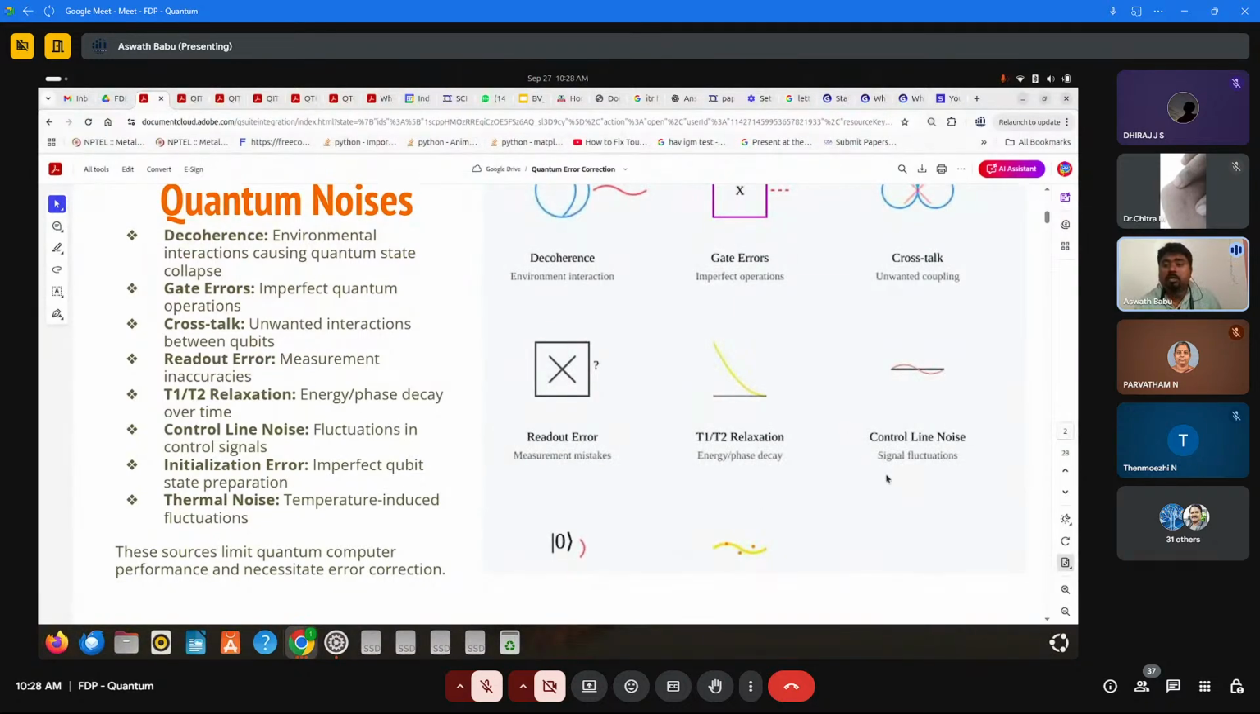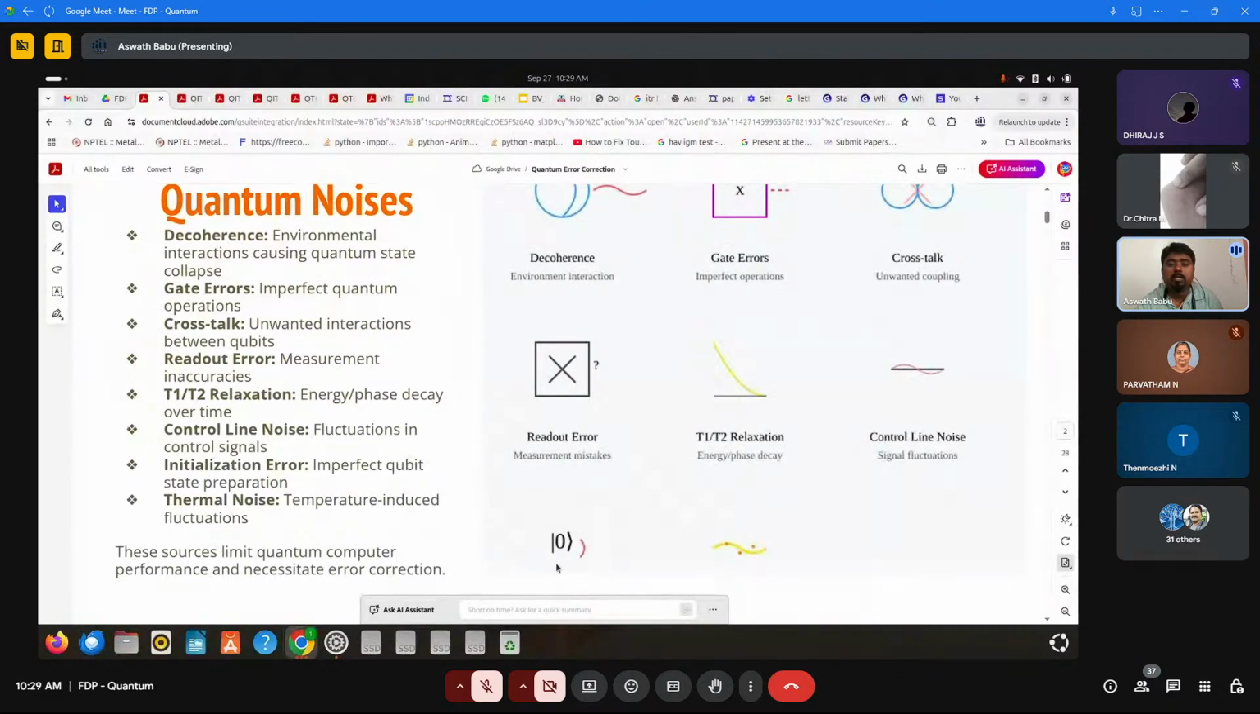Okay. So there is a control line noise error, which is the signal fluctuation. I have a signal which is supposed to go and talk to a qubit and transfer the information, and retrieve the information by another signal, but a control signal fluctuation within that may also cause errors in the calculation. As usual, the thermal noise is always there, which comes from the surrounding, which is also shown here at the right.